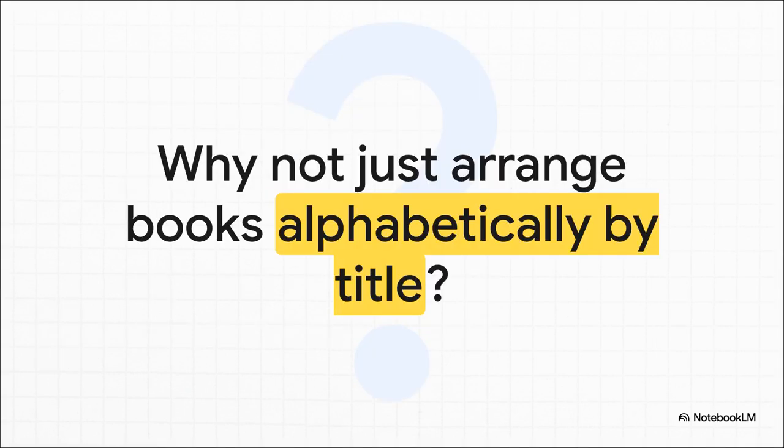I mean, it seems like the most obvious solution, right? Just like your music playlist or the contacts in your phone. Simple, straightforward, A to Z. It would be super easy for librarians to shelve the books. But if you've ever tried to just browse for something to read, you'd run into a huge problem almost immediately.